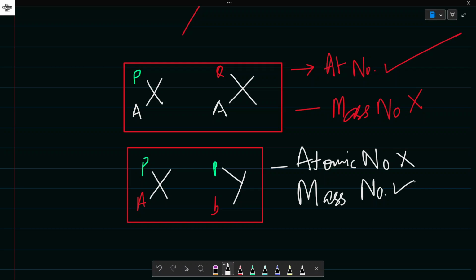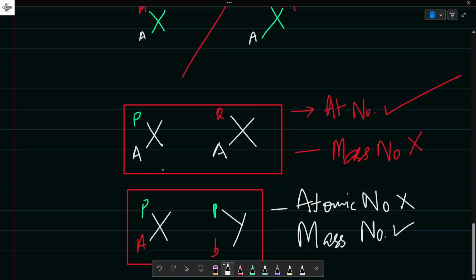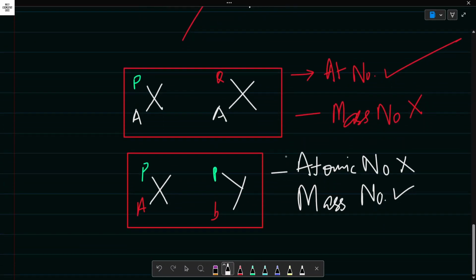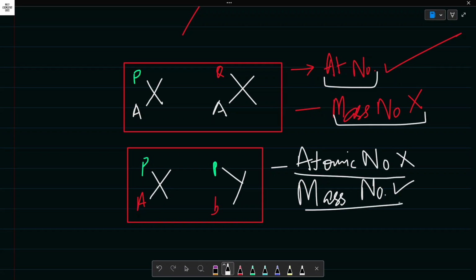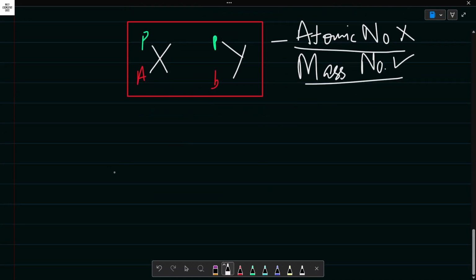So these are the two terms that you need to understand as far as the NEET syllabus is concerned. Isotopes have the same atomic number but different mass number. On the other hand, isobars have different atomic number but the same mass number. Let's give examples of each. Fine. For example, there is hydrogen.